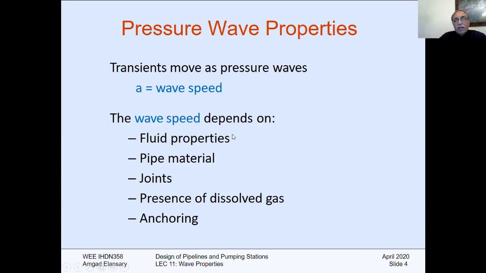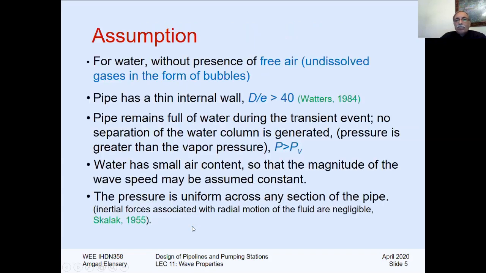The wave speed depends on the fluid properties, pipe material, the joint, is it flexible or fixed, and the presence of dissolved gas, the percentage of the dissolved gas, and the anchoring, the fixation of the pipeline.